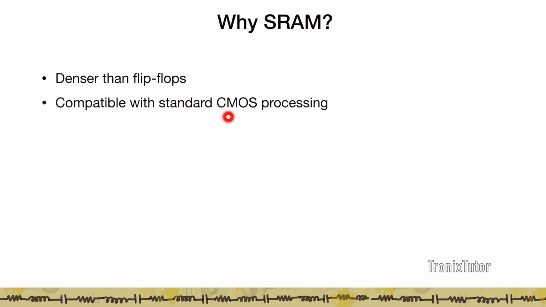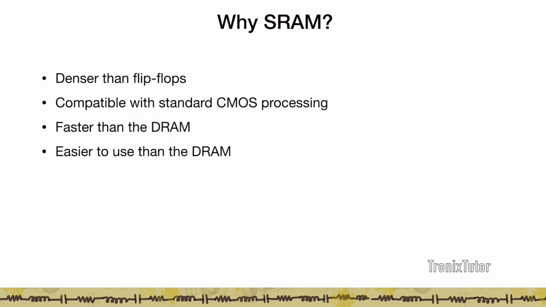It is compatible with standard CMOS processing, which is always an advantage. It is faster than the DRAM, so this supports high bandwidth memory, and therefore, especially for large data compute operations, the SRAM is preferred over the DRAM. And finally, it's also easier to use than the DRAM. It doesn't require refreshers, etc.